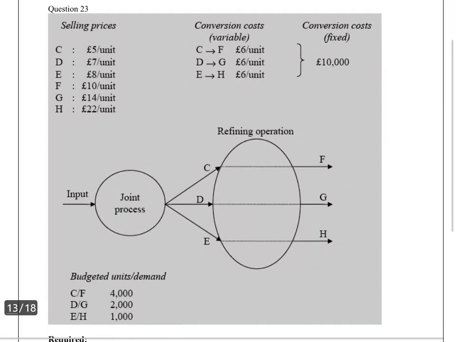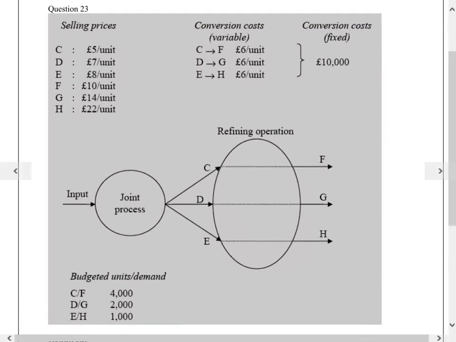Question 33. You have a joint process, and this is the point of separation in which you produce three products C, D, and E. Refining process is like your further process. You further refine your product, so we call it the further processing cost, from C to F, D to G, and E to H. This is the product.